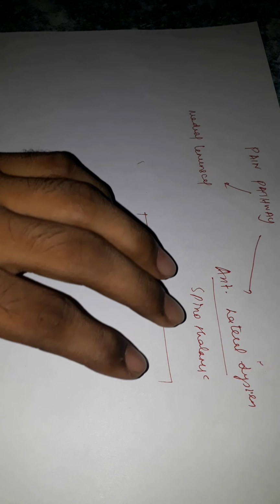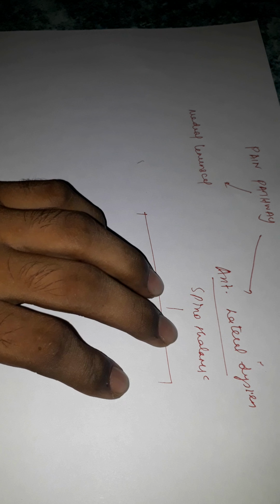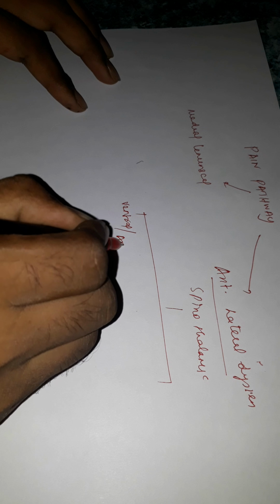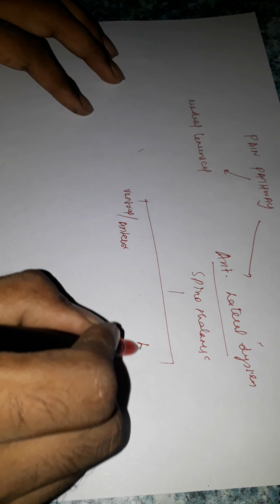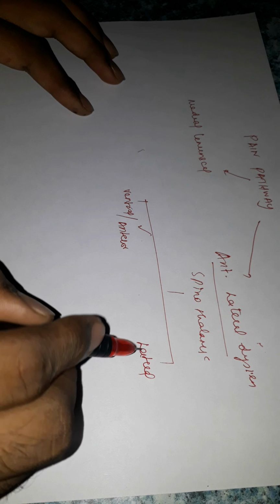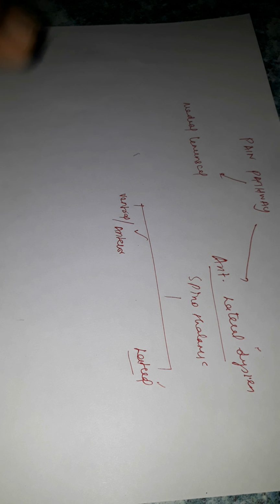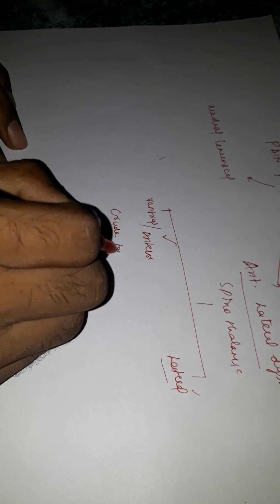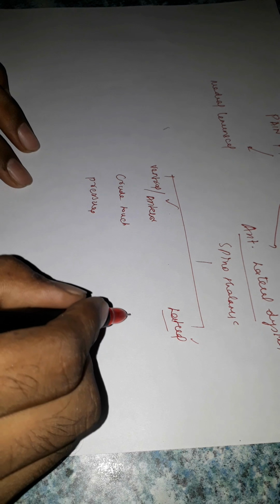The anterolateral system is nothing but your spinothalamic system or your spinothalamic tracts. It can be of two types: your ventral or anterior spinothalamic tract, or your lateral spinothalamic tract. The ventral or anterior spinothalamic tract carries your crude touch and pressure, and the lateral carries your pain and temperature. Just keep this in mind.